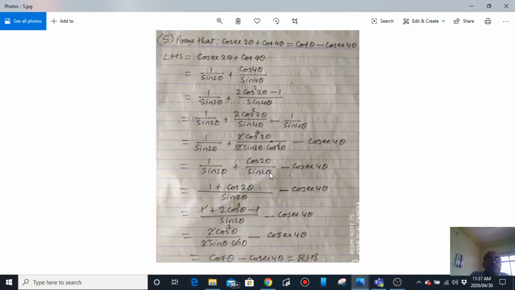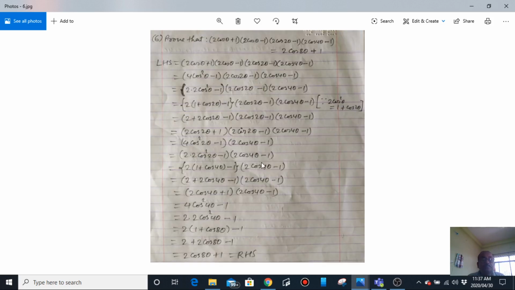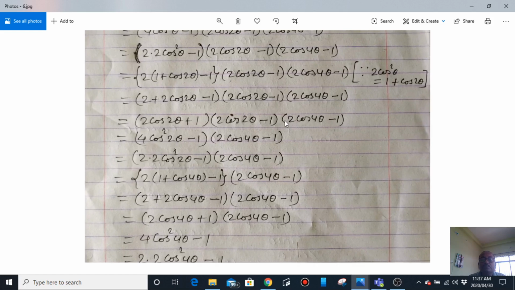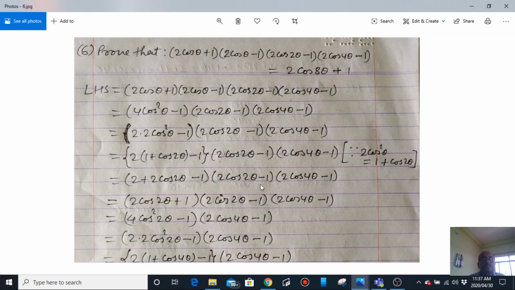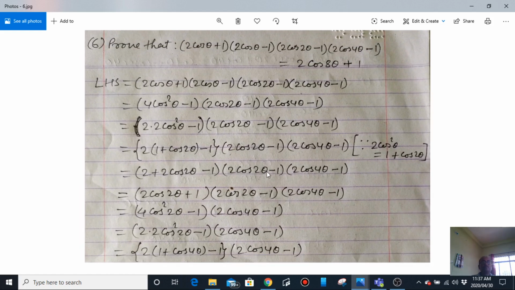Now last question in today's series. This is also a very important question. LHS is (2 cos theta plus 1) into (2 cos theta minus 1) into (2 cos 2 theta minus 1) into (2 cos 4 theta minus 1), and you have to prove it equals 2 cos 8 theta plus 1.